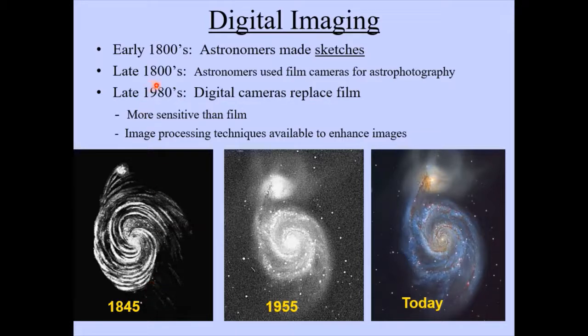In the late 1800s, photography was invented, and astronomers started to use film cameras for astrophotography. So this is a black and white photo from 1955 through a telescope of the same Whirlpool galaxy. And then in the 1980s, there was a revolution in imaging when digital cameras started to replace film cameras. The advantages are that digital cameras are much more sensitive than film cameras, and they allow image processing techniques to enhance the images. So this is a modern image of the Whirlpool galaxy taken through a modern digital camera.